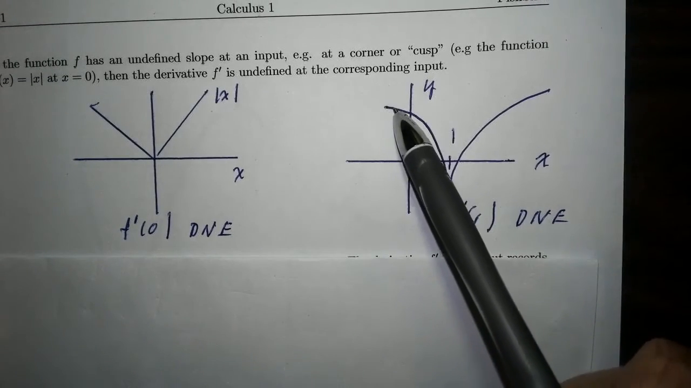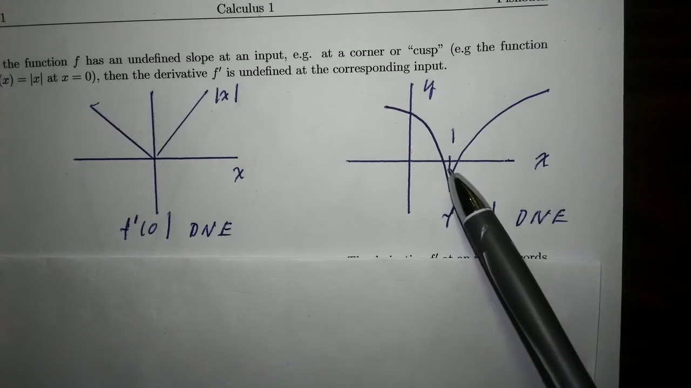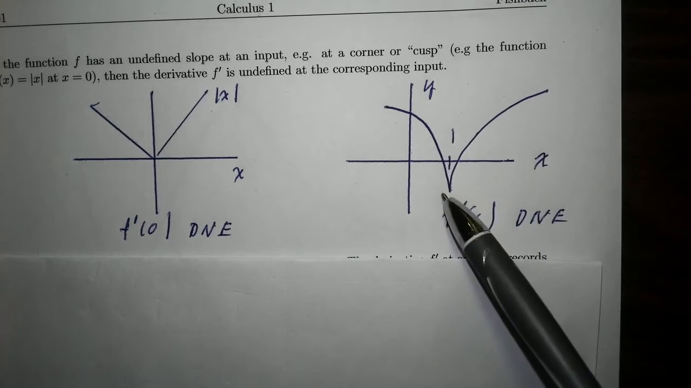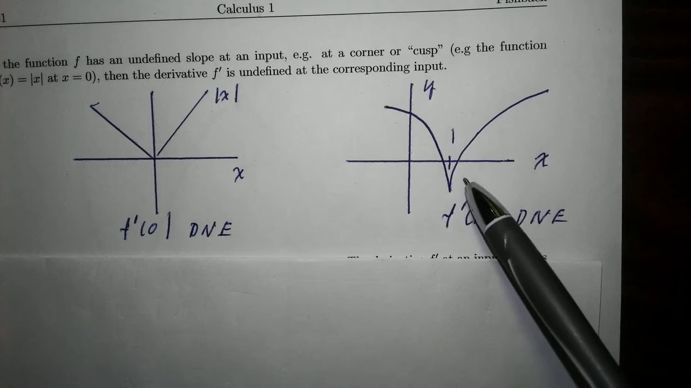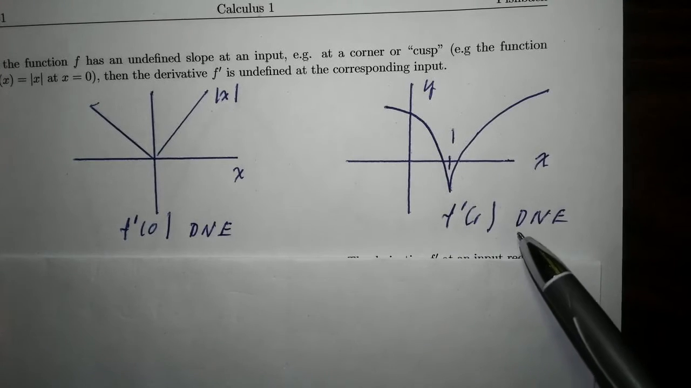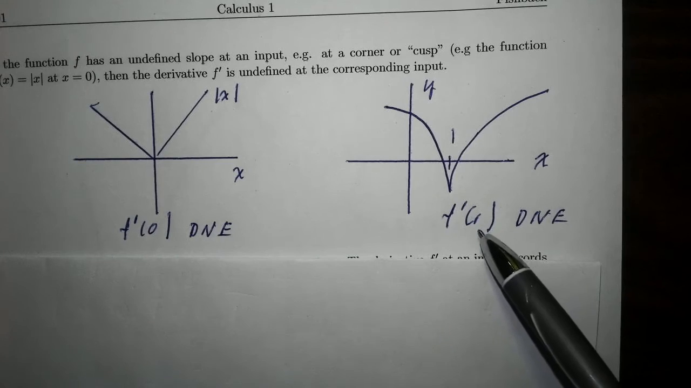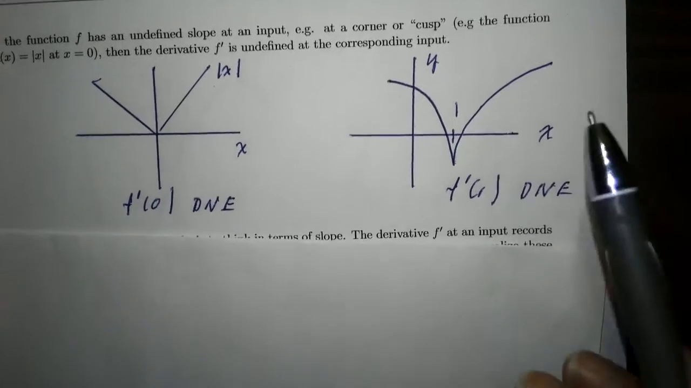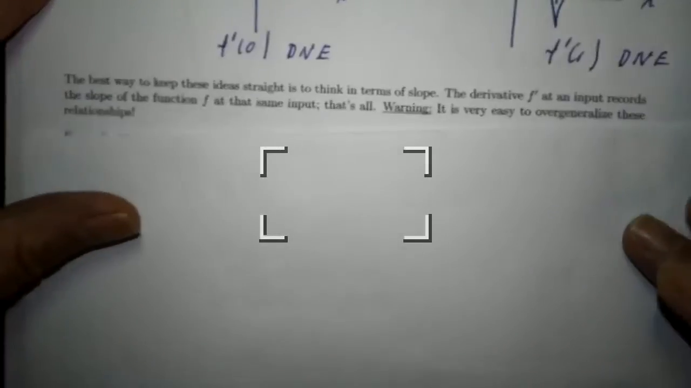The same thing is true over here. I've got a function that comes down, then it has a sharp corner, and it goes back up again. This function has a sharp corner at 1, which means its derivative does not exist there. That means when I graph the derivative and I go over to x equals 1, there will not be any corresponding point on the graph.